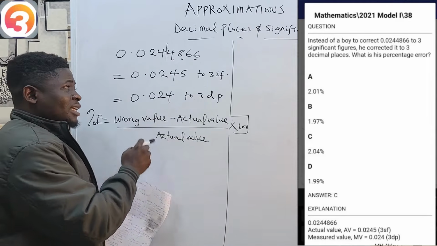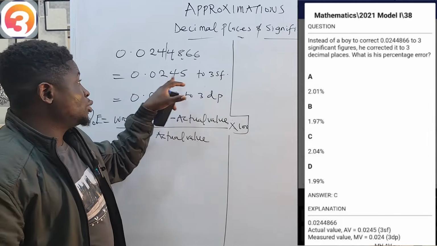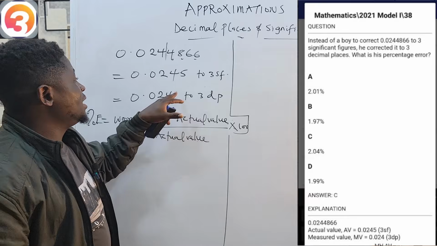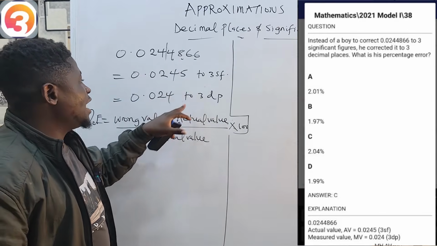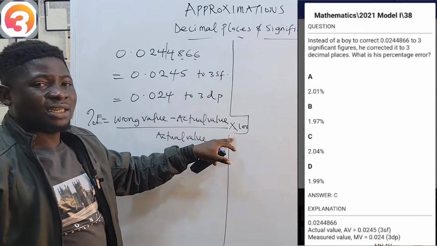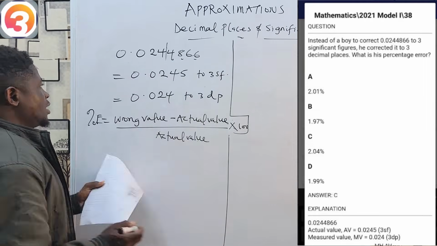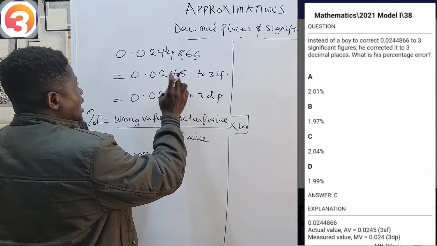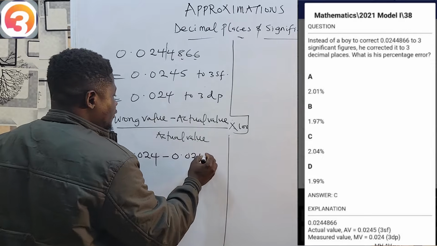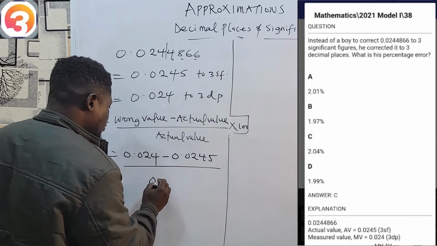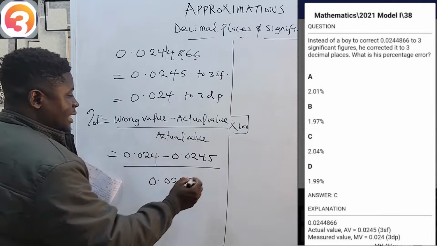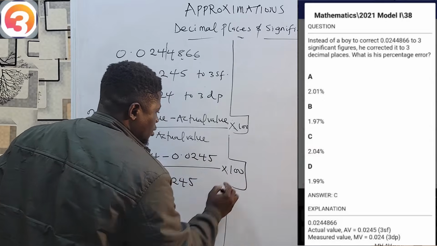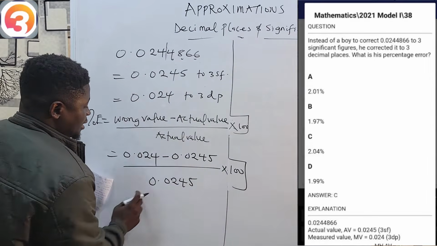The wrong value. You know, he was supposed to correct it to three significant figures. He was supposed to get this, but this is what he got. So this wrong value minus the actual value 0.0245, divided by the actual value 0.0245, times 100 is our percentage error. So if you do that, what's our wrong value? 0.024. Then minus what is our actual value? 0.0245, divided by 0.0245, times 100. So if you do this calculation, subtract this and divide this.